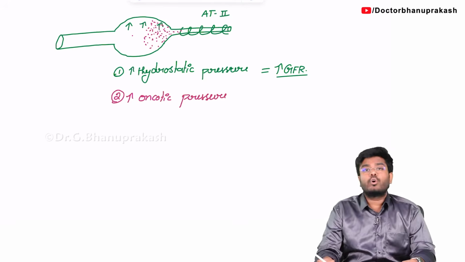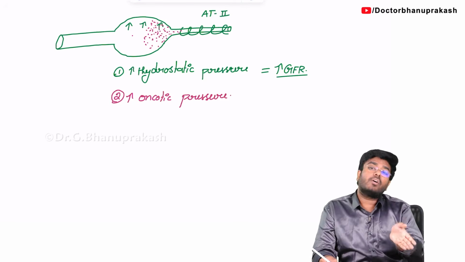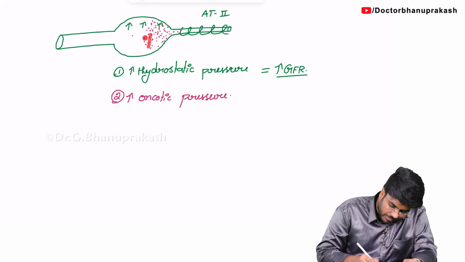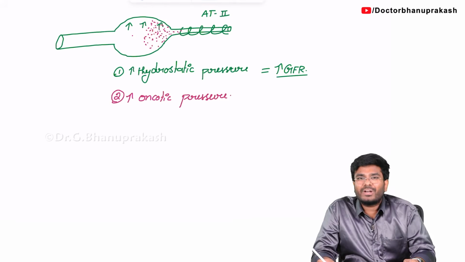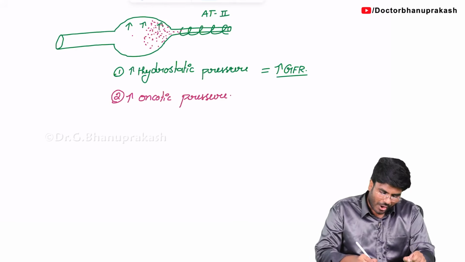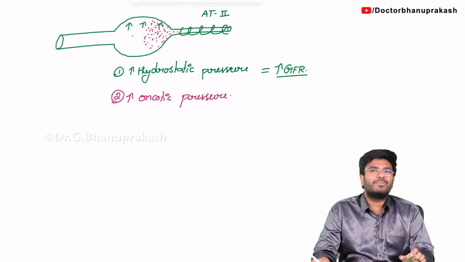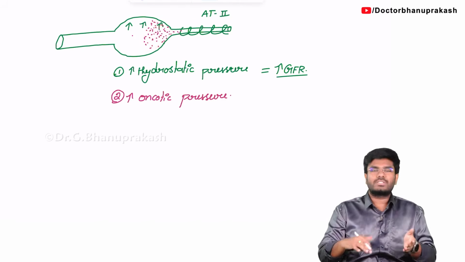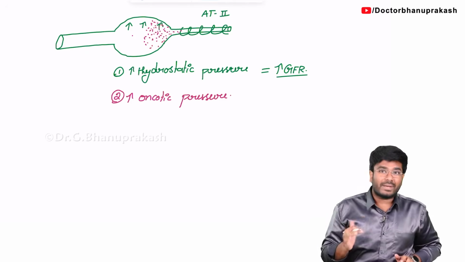There is elevated oncotic pressure. So initially hydrostatic pressure increases, but after some time oncotic pressure increases. So tell me, oncotic pressure is what kind of force? Is it a favoring force or opposing force? Oncotic pressure is an opposing force for the filtration. Hydrostatic pressure is a favoring force, but oncotic pressure in the glomerular capillary is an opposing force, right?